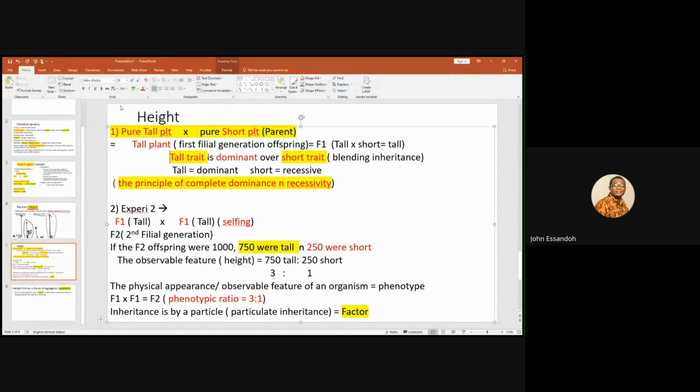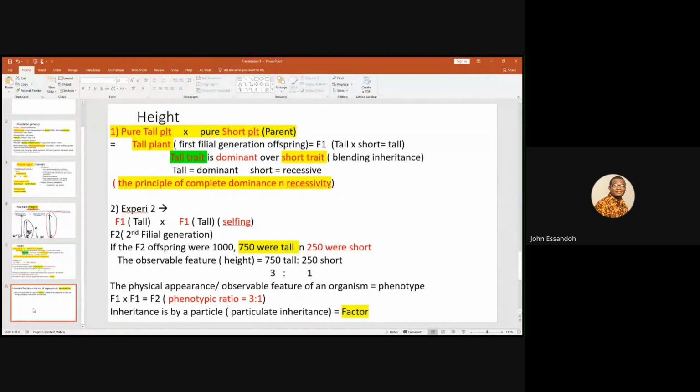Okay, let me take a different color. Let me highlight in a different color. These ones, they are tall. The F1 kids, they are tall. Now, this one, they are also tall. So what is the difference? If I have this one, how would I know that this one is pure tall?